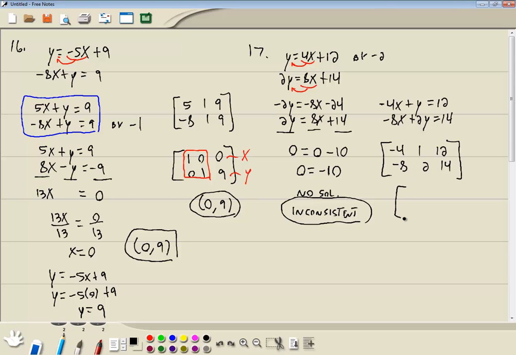Okay, so we end up with 1, negative 1/4, 0, 0, 0, 1. Well, first off, the first 2 by 2 should be a diagonal of 1s with 0s elsewhere. It isn't. It means it failed. And the last row is all zeros and a single 1, which means no solution or inconsistent. That gives us the same result.